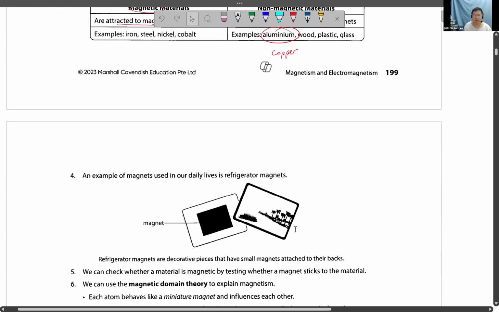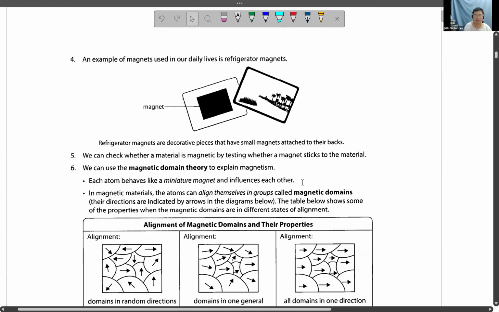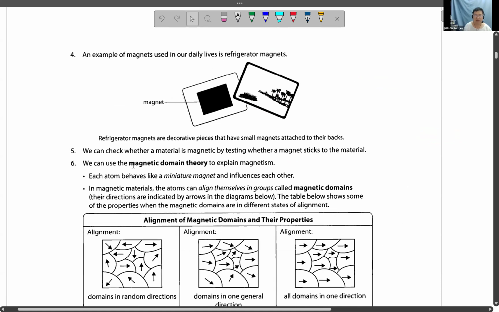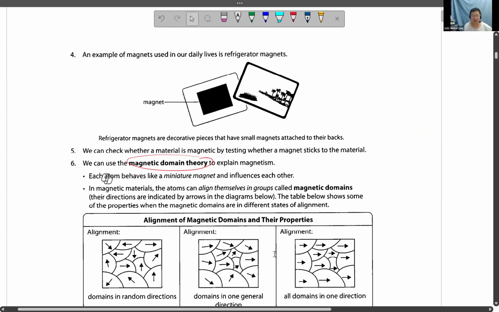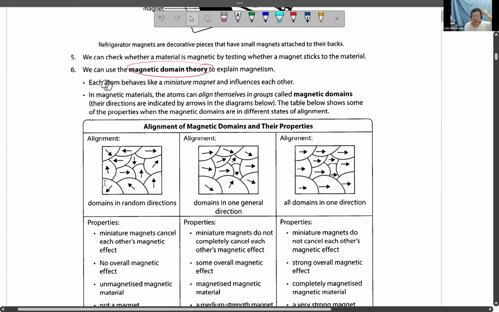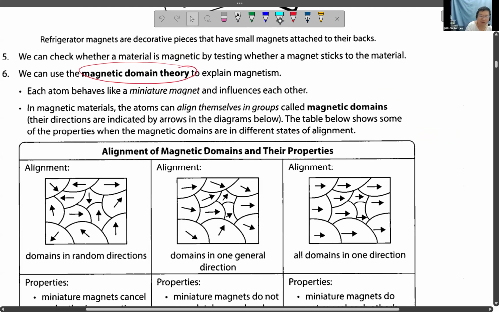Okay, so magnets are used, for example, in the fridge, and in motors and so on. Yeah, so you need to understand a little bit about magnetic domain theory. What's magnetic domain theory? Basically, the domains are like tiny magnets. First of all, I better explain this. I use a yellow color because it's not very important, but you need to know.